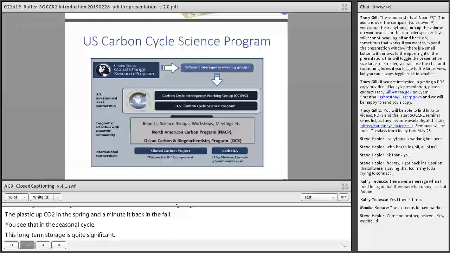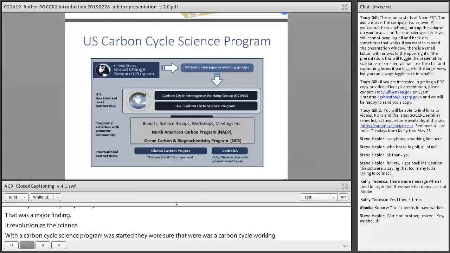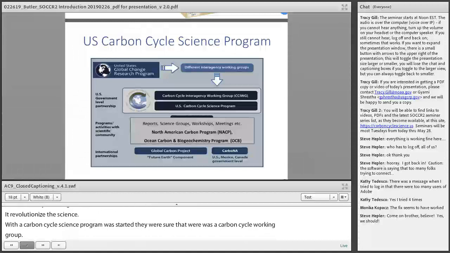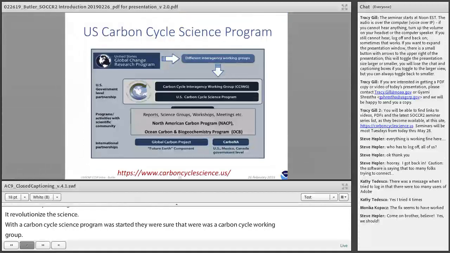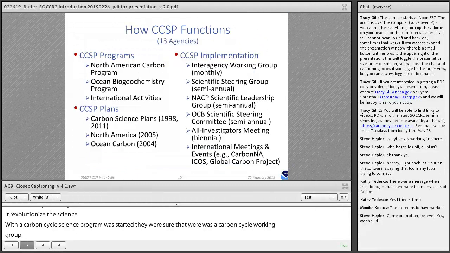So when the Carbon Cycle Science Program was started, they made sure that there was a Carbon Cycle Interagency Working Group. And that was all part of the U.S. Global Change Research Program. You can see there's different interagency working groups, and the Carbon Cycle Interagency Working Group is one of them.